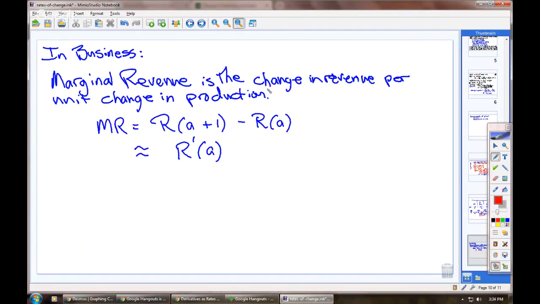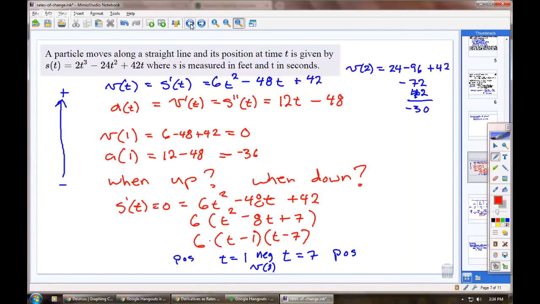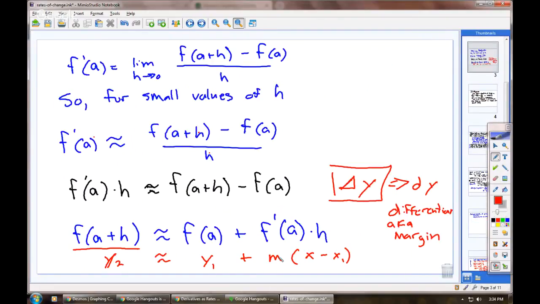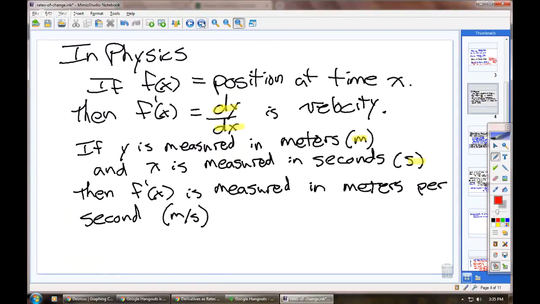So technically what that looks like is we have some production level A, we bump production up by 1, and we look at the change of revenue from that higher production to the lower production. If you consider back to those equations we were playing around with from average rate of change over here, here I have my A plus 1, and then here I have F prime times 1, because I'm letting H be 1 for marginal revenue.